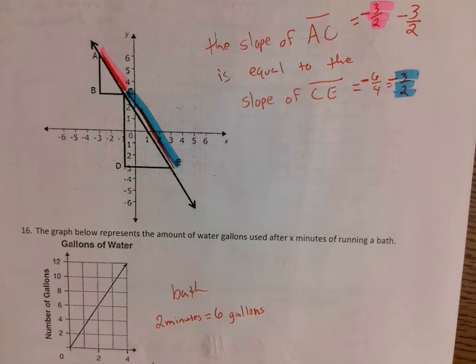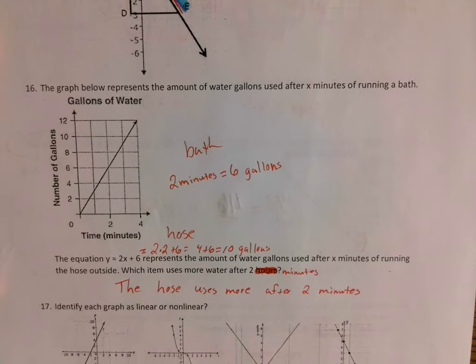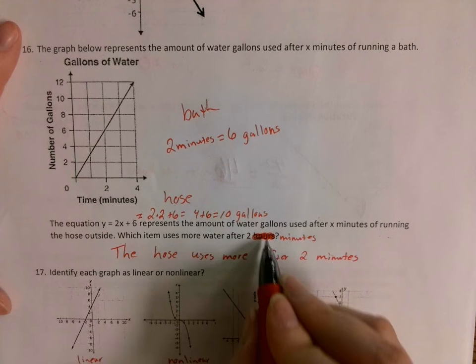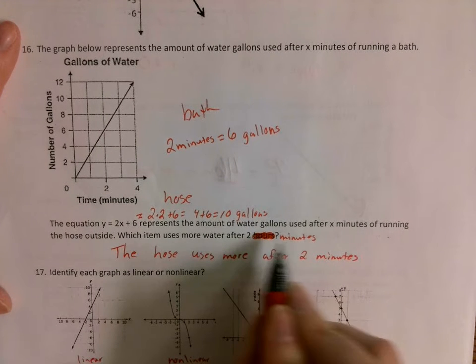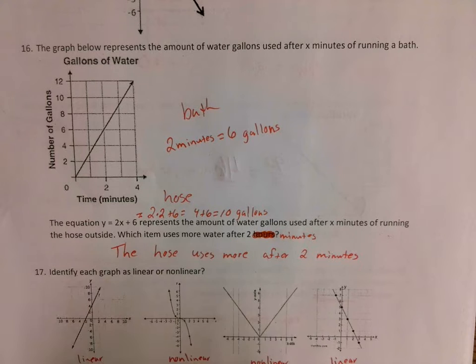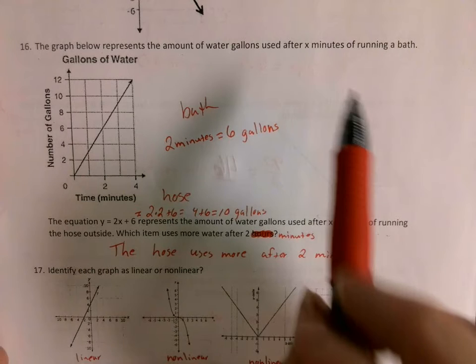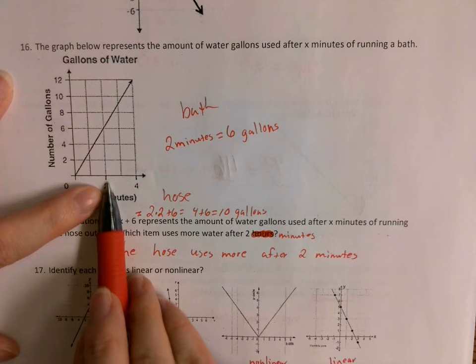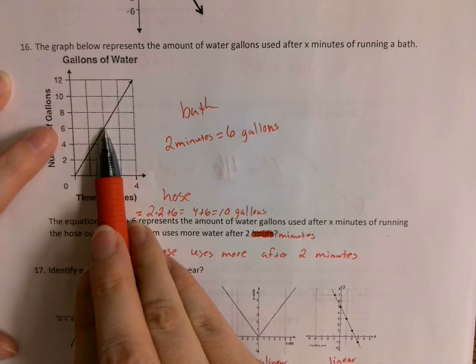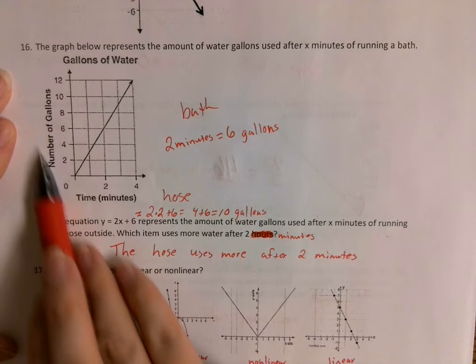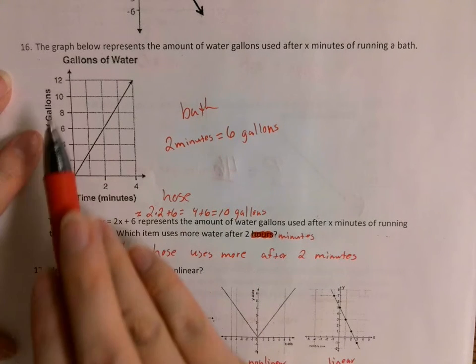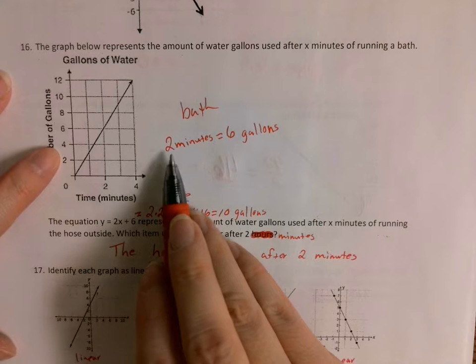Number 16. Remember I told you guys that this was supposed to say minutes, not hours. I informed you. I forgot to inform my other class. But for here, the graph resembles that at 2 minutes, it's 6 gallons that are used for the bathtub. So the graph represents how many gallons are used per minute for the bathtub. So over a period of 2 minutes, they use 6 gallons.